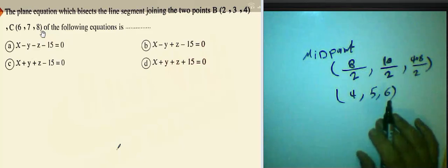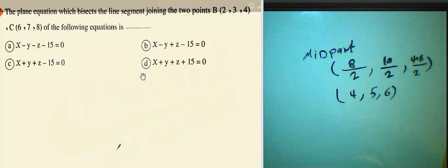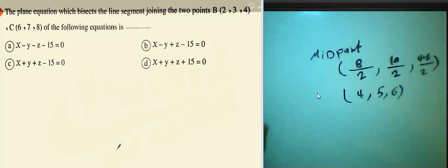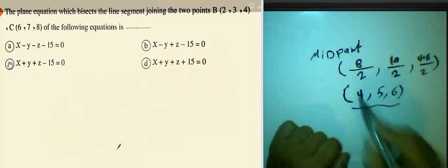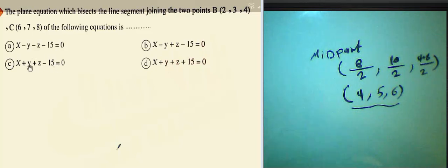It's the midpoint. Okay, put this point in the plane equation here. Let x equal 4 and y equal 5 and z equal 6. In our equation here, we know 4 plus 5 plus 6 equals what? 4 plus 5, 9, 9 plus 6 equals 15, 15 minus 15 equals 0. So this point lies on this plane. Choose letter C.